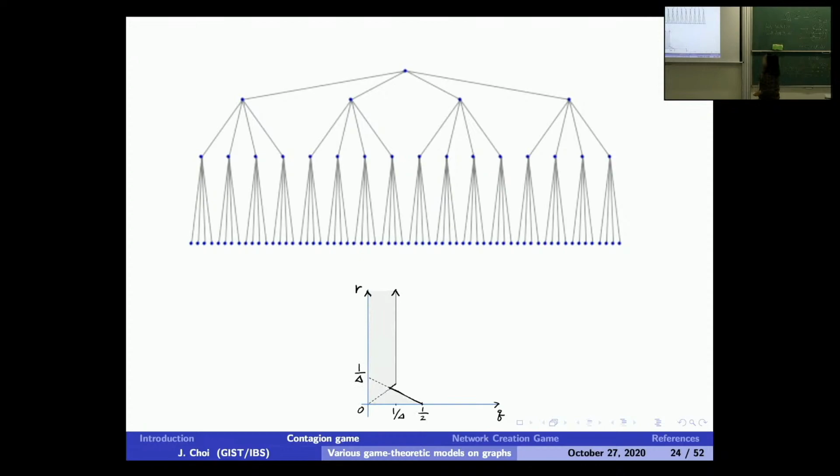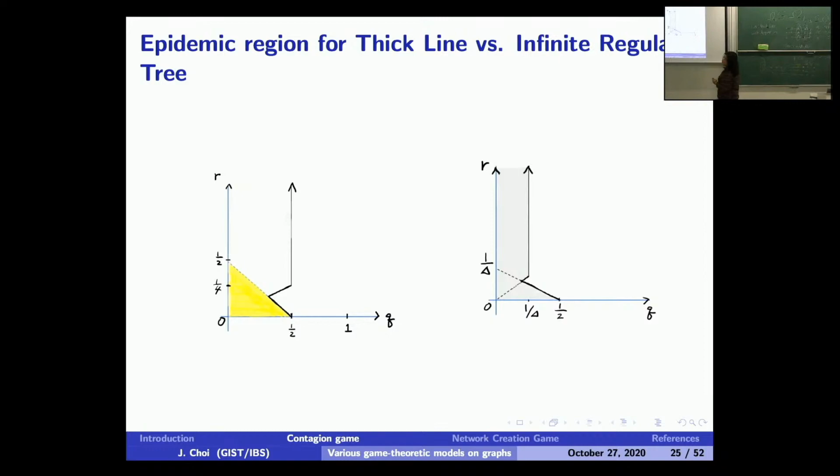So that is actually the epidemic region of delta regular tree. And so now we compare this epidemic region for thick line, which looks like the best example so far, having the largest epidemic region. And then we have this worst example, regular tree. So we kind of believe that maybe other infinite regular graphs, the region will be just between these two. But we're not sure.